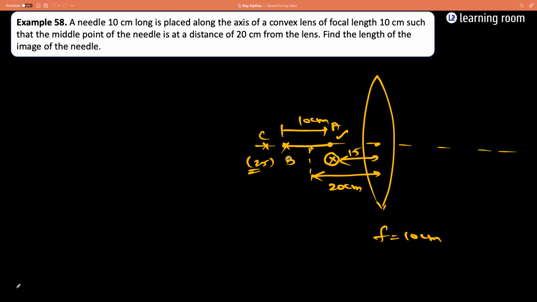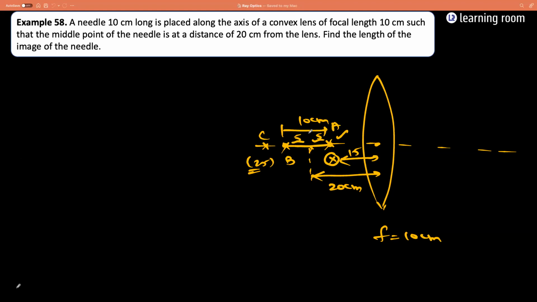Sir, can you repeat it? See, look at the dimensions. A 10 centimeter needle is placed in such a way that the midpoint of the needle is at a distance of 20 centimeter from the lens. The right tip of the needle will be at a distance of 15 centimeter, because the 10 is broken into two equal 5s. This is 5, this is 5. So 20 minus 5 is 15, and 20 plus 5 on the other side is 25.